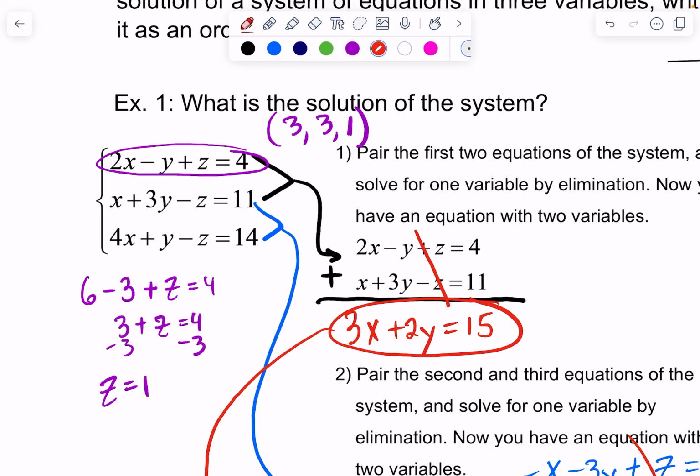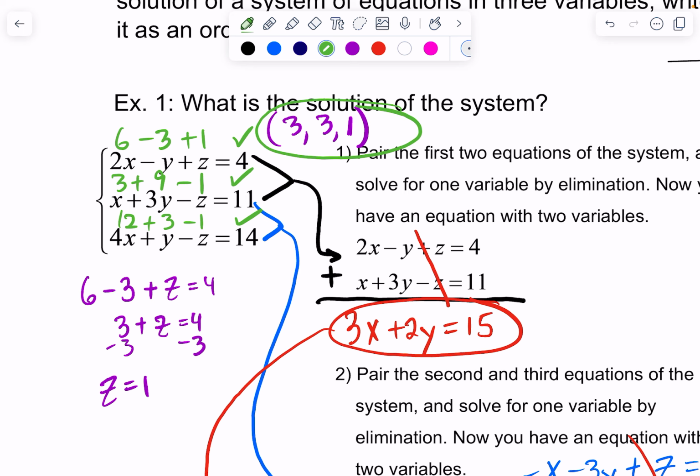And yes, just in case you are wondering, you can check these. So let's check them. 3 times 2 is 6, minus 3, plus 1. That's 3 plus 1 is 4, it works. 3 plus 3 times 3 is 9, minus 1, that's 12, minus 1 is 11, it works. 3 times 4 is 12, plus 3 is 15, minus 1 is 14, it works, and that is my solution.